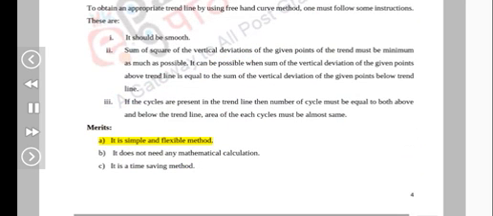Merits. A. It is a simple and flexible method. B. It does not need any mathematical calculation. C. It is a time-saving method.